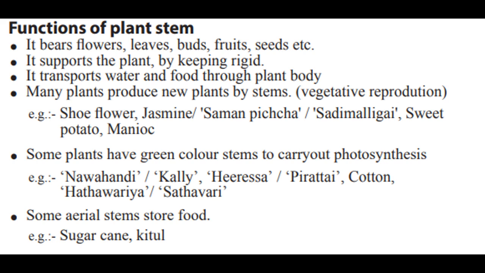Understand? Plant stems also can produce new plants. So that is also another function of plant stems. But remember, this is not coming under the main functions. There are three main functions here. That vegetative reproduction is coming under an additional function. Understand, children? We will write that.